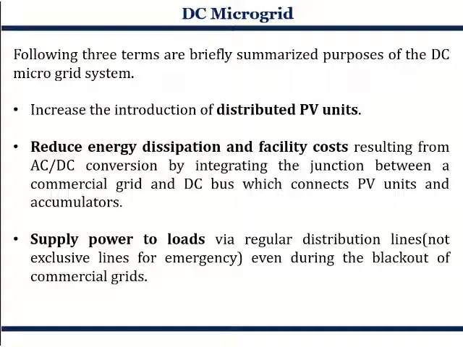The third point is supplying power to the load. It will supply power to the load through a regular distribution line. We don't need to put in any separate lines or any emergency light. Even in blackout conditions, it will be helpful through the regular distribution line. So this is how a DC microgrid basically operates, and these are the special purposes for which a DC microgrid is being implemented.